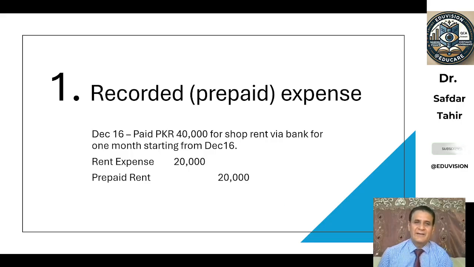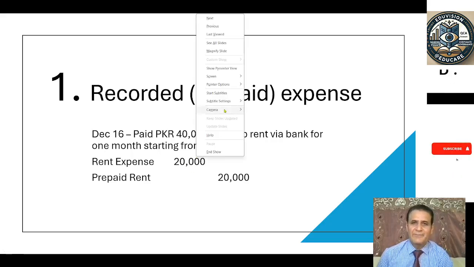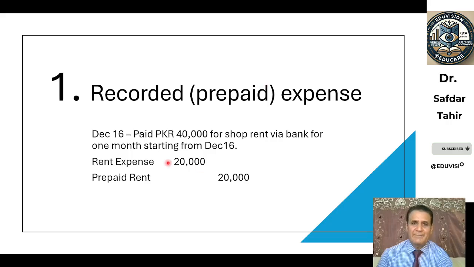On December 16th, we paid 40,000 shop rent via bank for 1 month starting from December 16. On December 31st, half of the month has gone and half of the 40,000 rupees has expired and becomes rent expense. Now we generalize these entries into rent expense to prepaid rent.